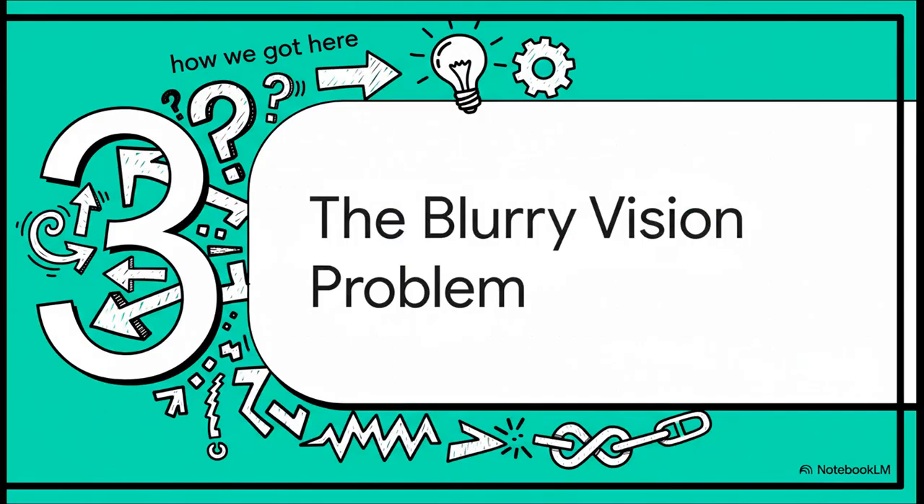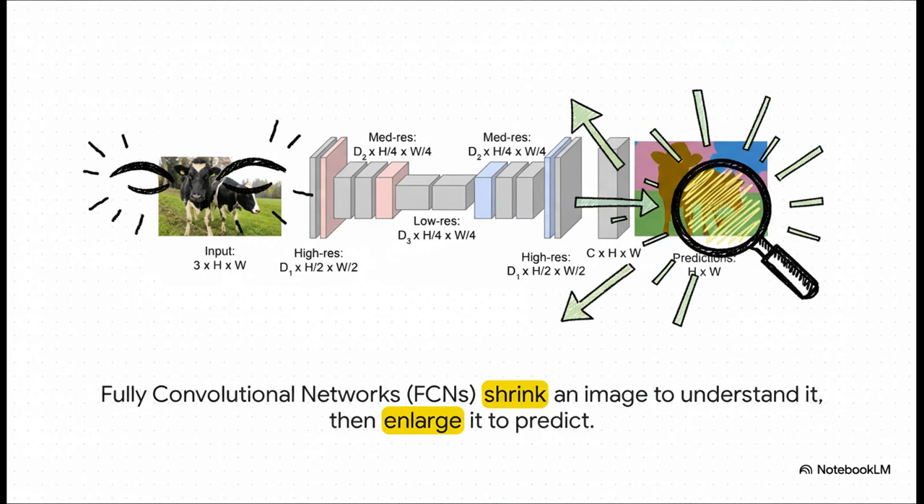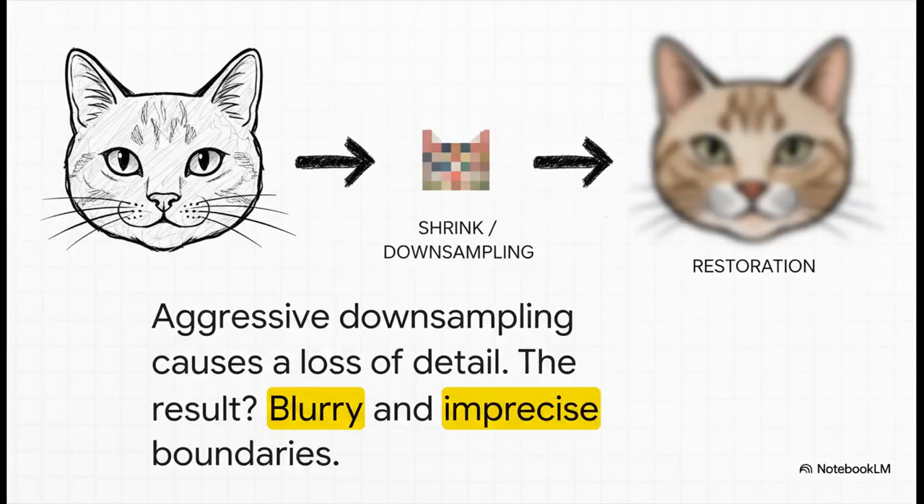So, how did we even get here? How do you teach a neural network to do something so detailed? Well, the first major breakthrough was a really clever network design, but it came with a super frustrating problem. So the big idea came from something called a fully convolutional network. And here's the simple version. The network first shrinks the image way down. It's kind of like squinting to get the general gist of what's inside. Then it tries to blow that understanding back up to the original size to make a prediction for every single pixel. But here's the catch.